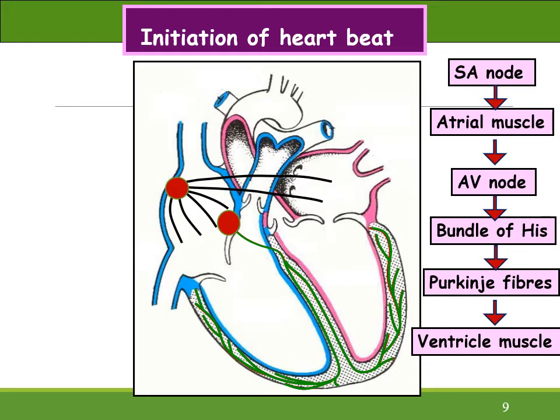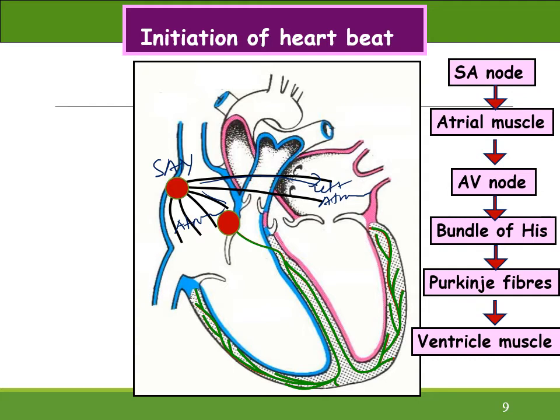Initiation of the heartbeat is started by the SAN. So this is the SAN, the sinoatrial node, which generates the impulse. This impulse will then spread to both atria, the right atrium and also the left atrium, causing both atria to contract.